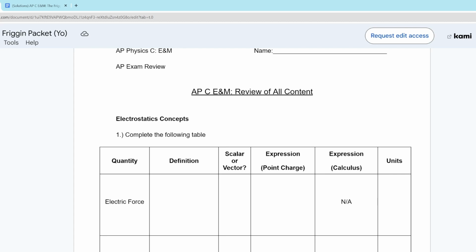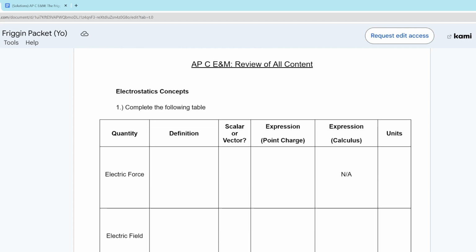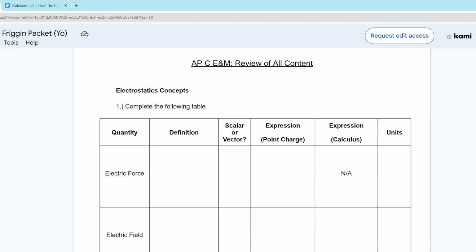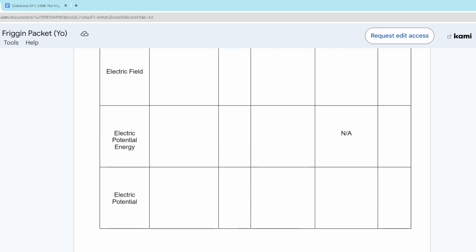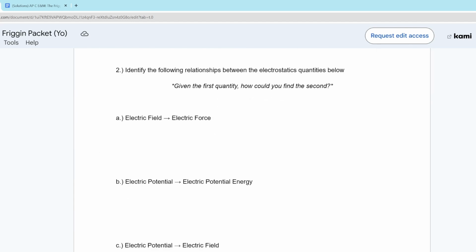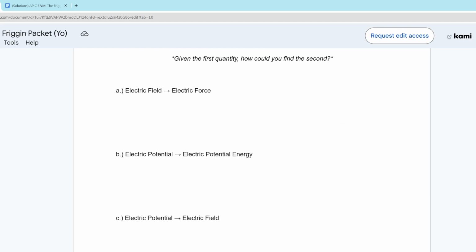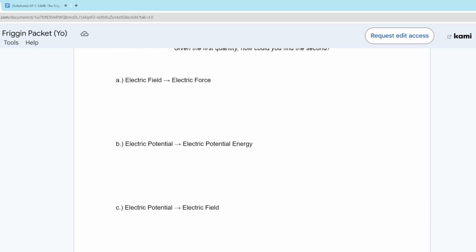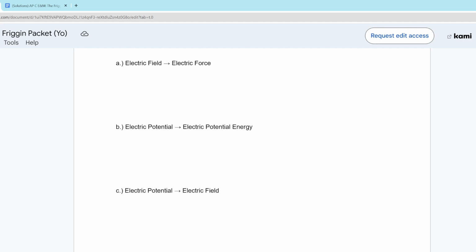And how it's organized is it's into three main sections. So, first we have electrostatics, and each section starts out with concepts. So, you can see electrostatics starts by defining things like force, field, potential energy, and potential. Identifying relationships between field and force, potential energy, potential and field, all of that fun stuff.